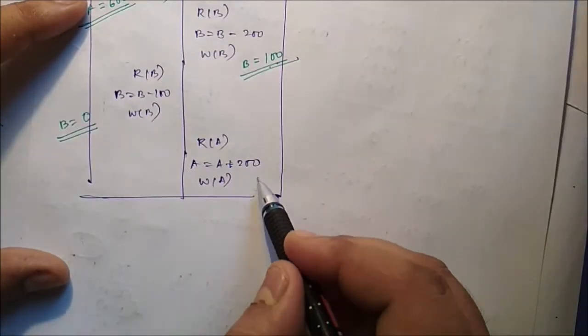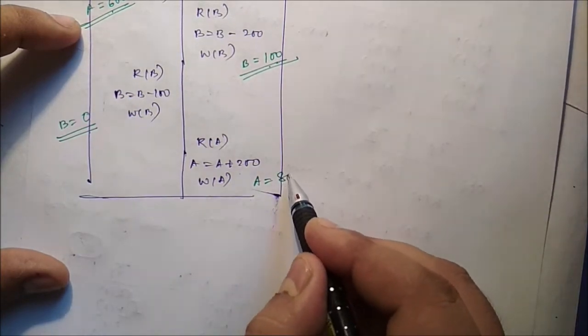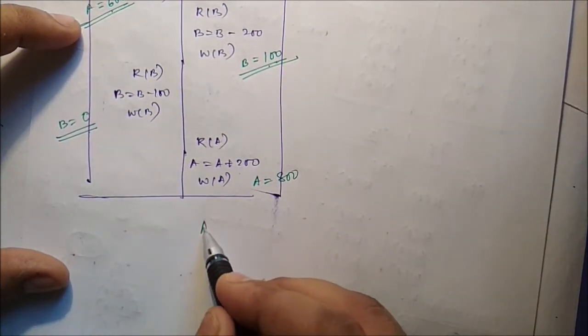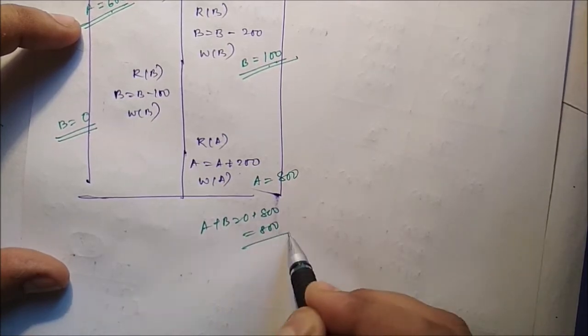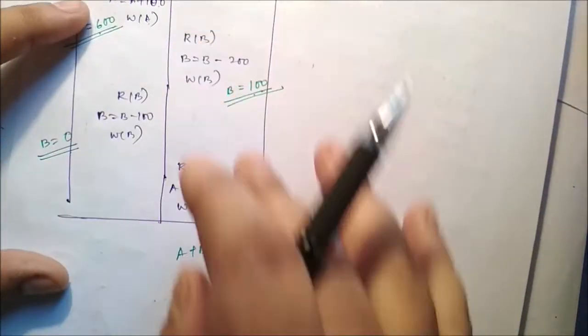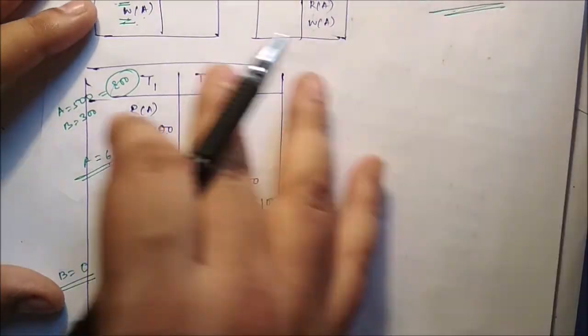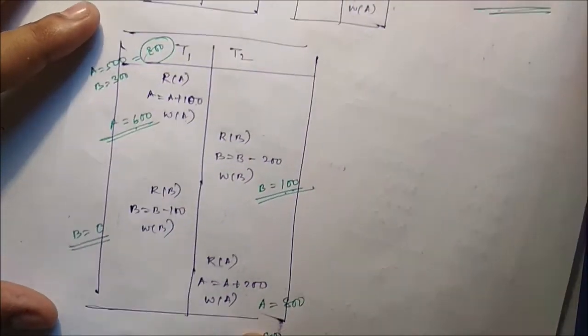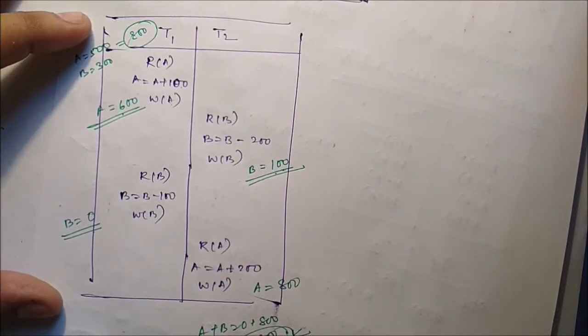And what about the present A value? It is 600, and 600 plus 200 is 800. So what about A plus B? It is 0 plus 800, that means it is 800. So before it is 800, A plus B is 800. After that, it is also 800. That means though it is not conflict serializable, it will produce a consistent result.